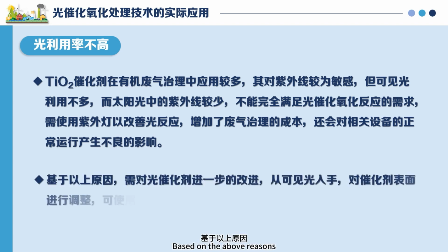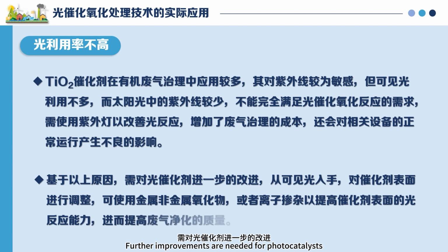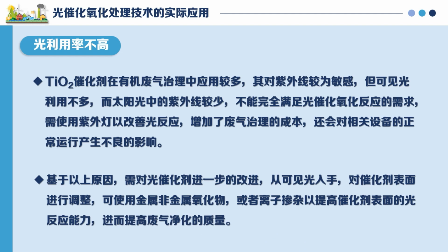Based on the above reasons, further improvements are needed for photocatalysts, starting from visible light and adjusting the surface of the catalyst. Metal and non-metallic oxides can be used, or ion doping, to improve the photocatalytic activity of the catalyst surface, thereby improving the quality of waste gas purification.